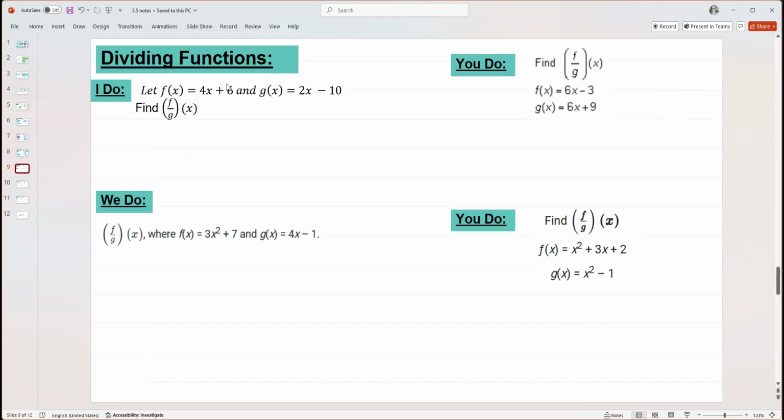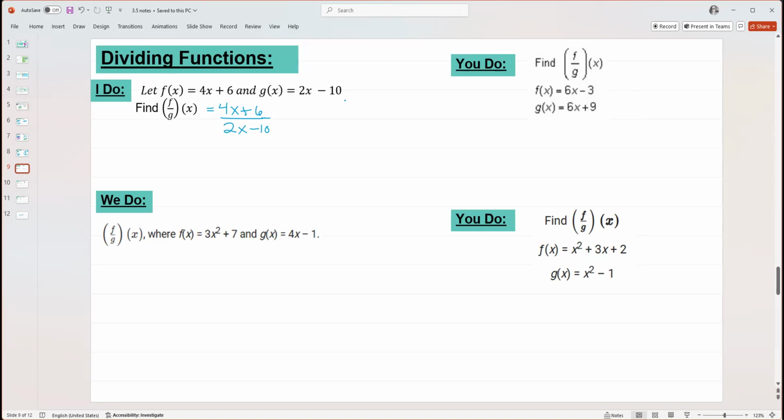Okay, so for dividing functions, sometimes you have to factor and try to cancel as much as you can. So for dividing functions, we take the f function divided by the g function. The f function is 4x plus 6. The g function is 2x minus 10.